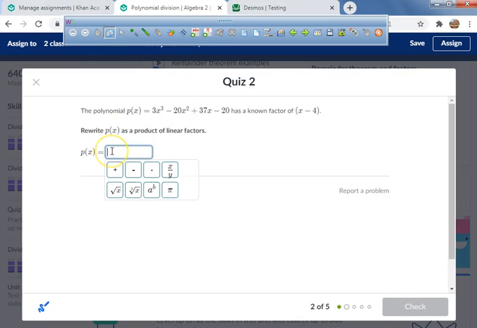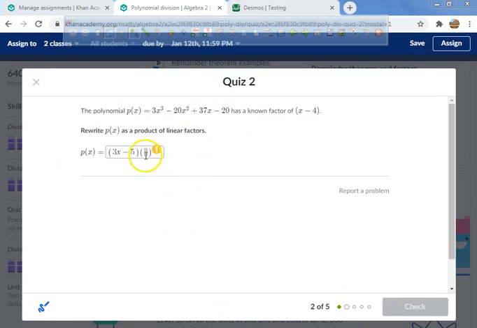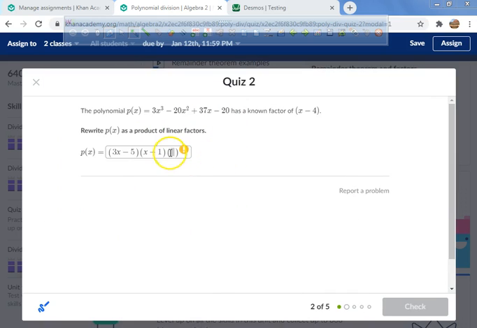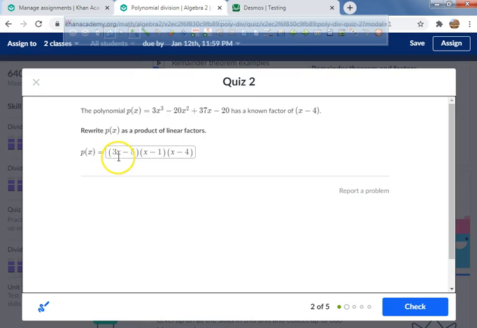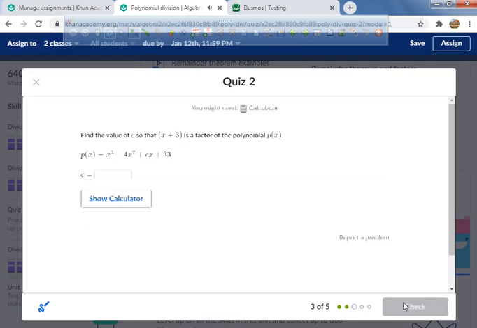So we have parentheses, 3x minus 5, and then it was, let me look back real quick, it was x minus 1. And then we had, what else? We had x minus 4. All right. And so these three factors multiplied together would equal this polynomial up here. Nailed it. Thank you very much.